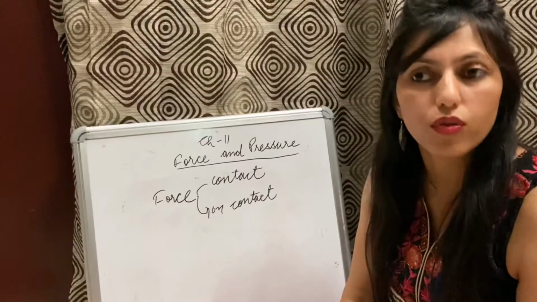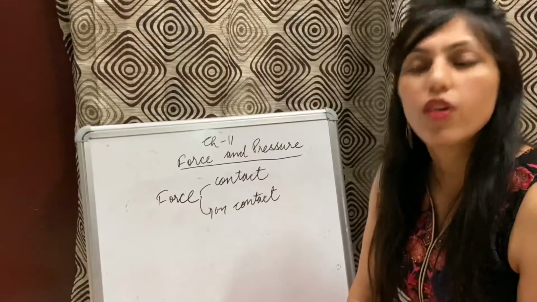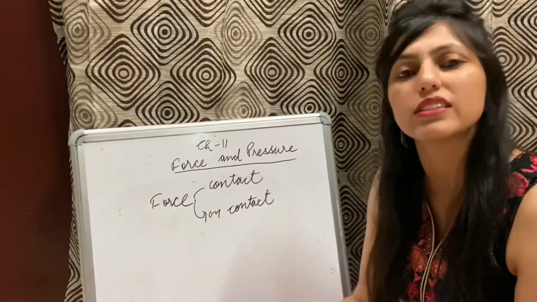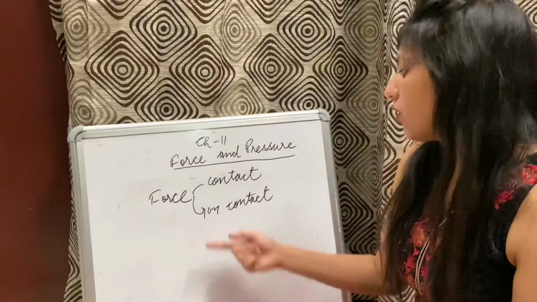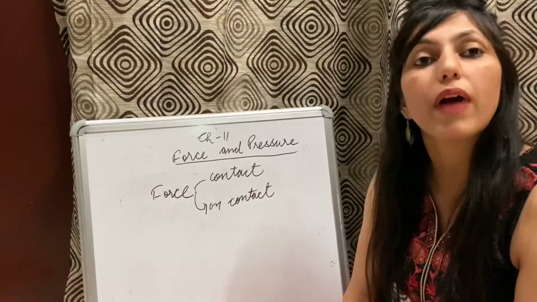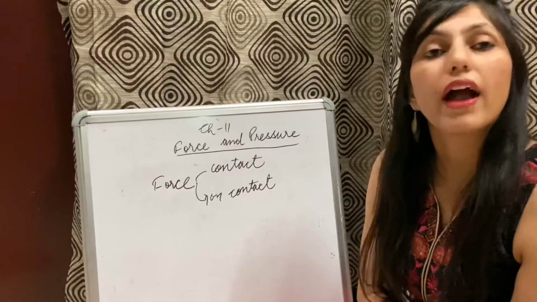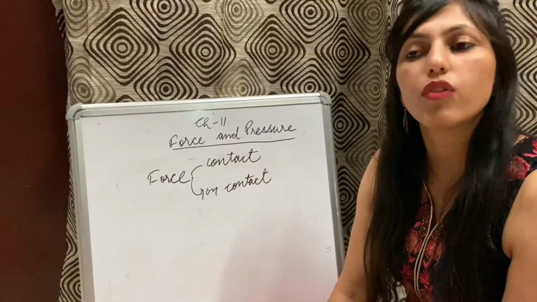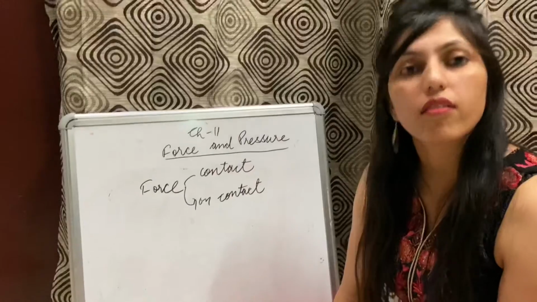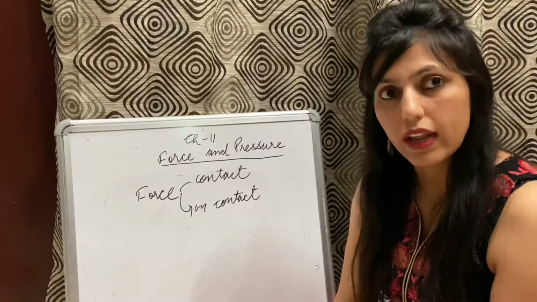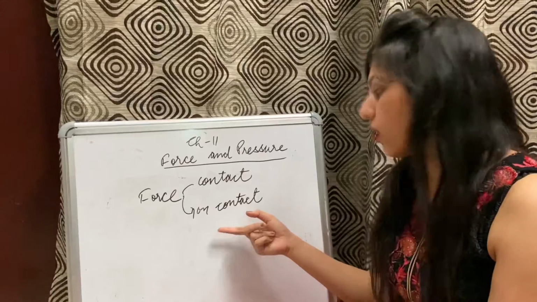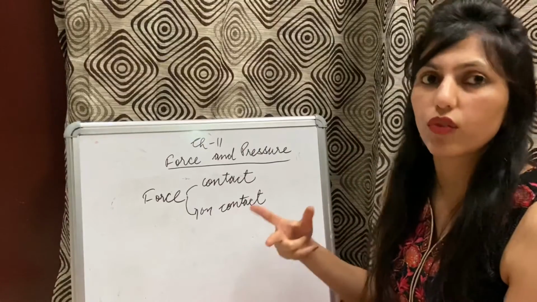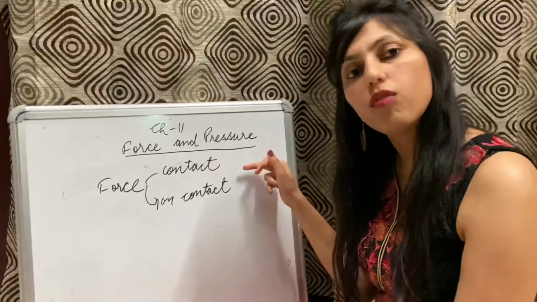An example of the contact force is muscular force. When you are pulling something or pushing something, you use your muscles, your body is in contact with the object, isn't it? Now for non-contact force you can take magnetic force. When a magnet attracts iron filings or iron objects, there is no contact between the iron filings and the magnet. It attracts the filings from far, so there is no contact. Such forces come in the category of non-contact force, and the objects which are in contact with each other come in the category of contact force.